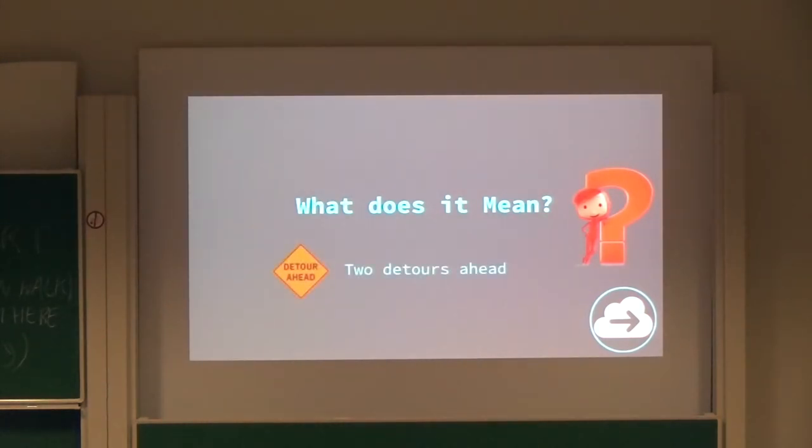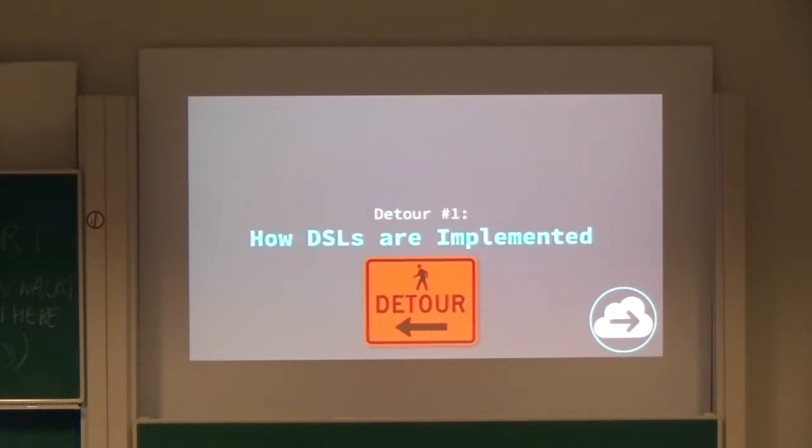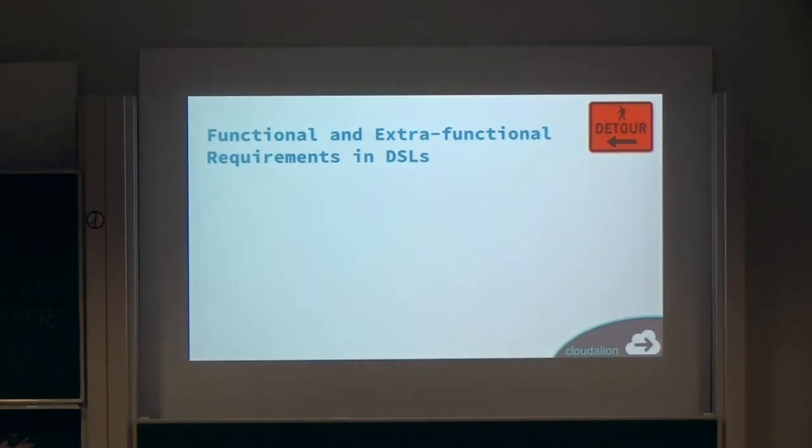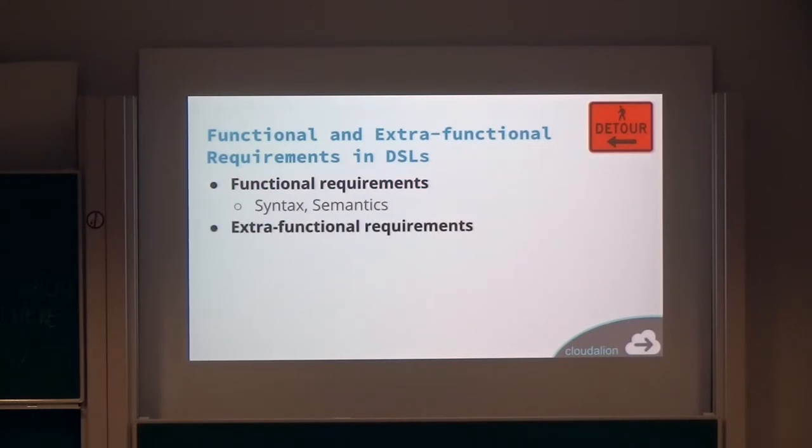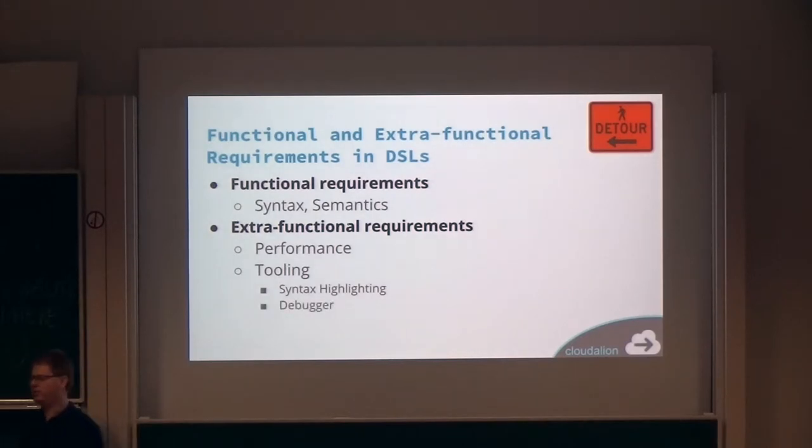So to explain that, I need to take two detours. In the first, I'm going to talk to you about DSLs and how they are implemented and how these concerns are handled there. So, surprisingly or not, DSLs also have functional and extra functional requirements. The functional requirements include the syntax and the semantics for the DSL. The extra functional requirements include things like runtime performance and tooling around the DSL, things like syntax highlighting, debuggers, and more.